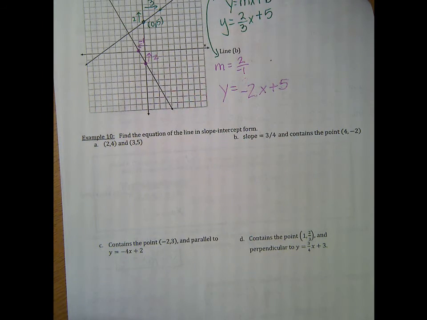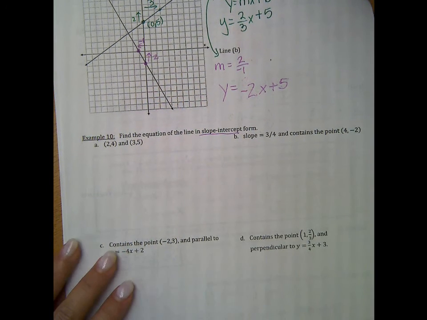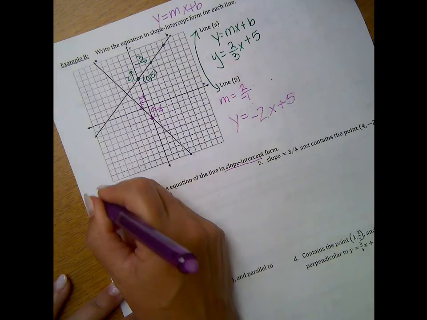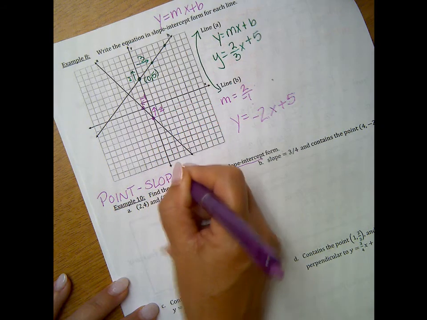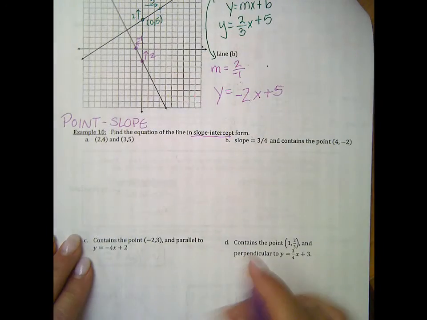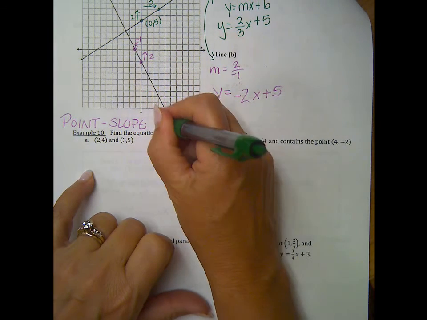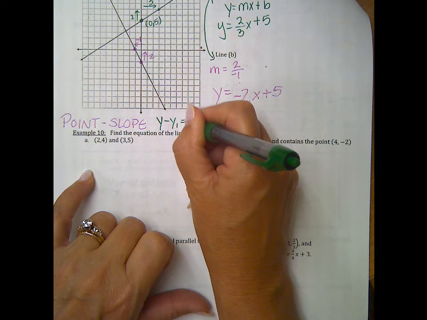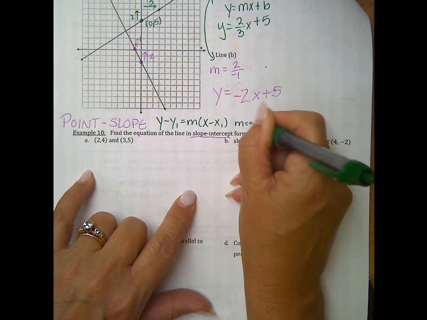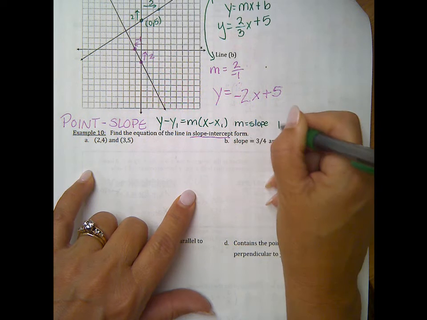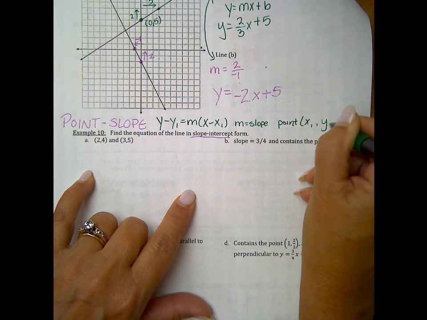Okay, so example 10, find the equation of a line in slope-intercept form that has all these characteristics. So the last form we haven't talked about is point-slope form. Point-slope form is what you use when you want to get something into an equation. It's y minus y1 equals m times x minus x1, where m is the slope and some point you're given or that you have is x1 and y1.